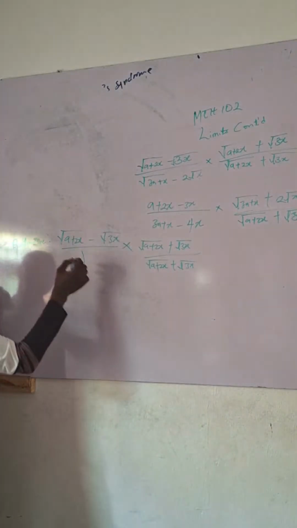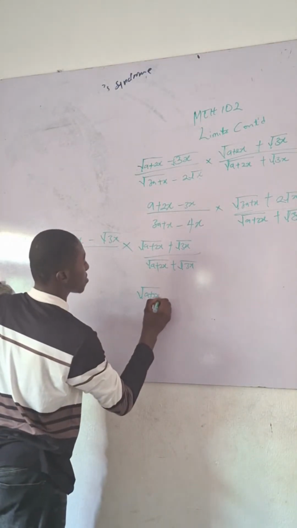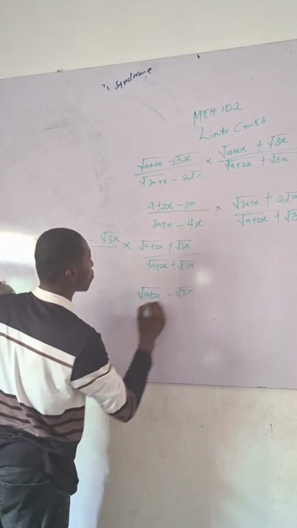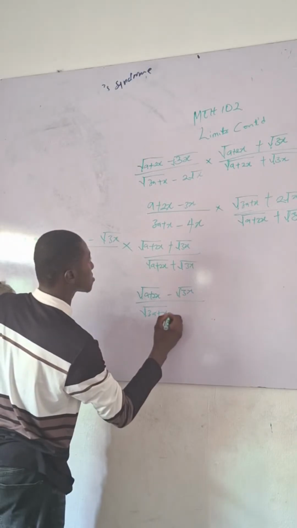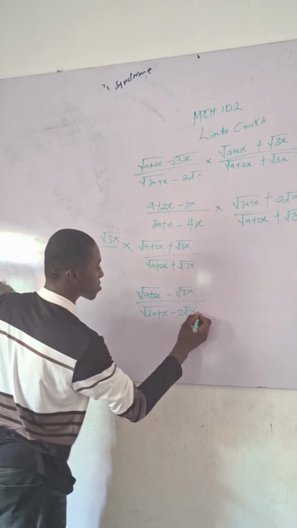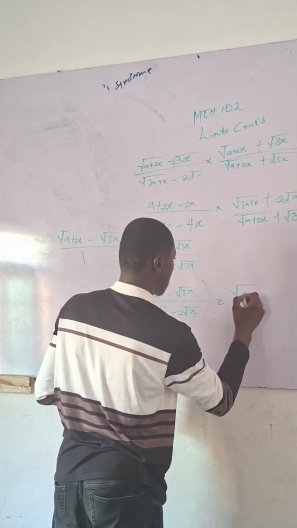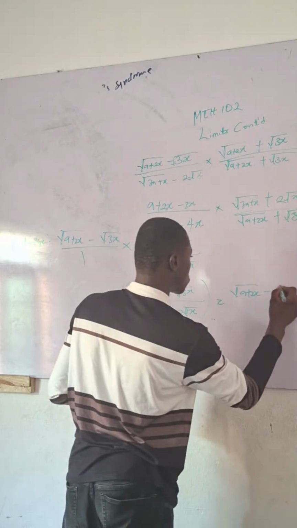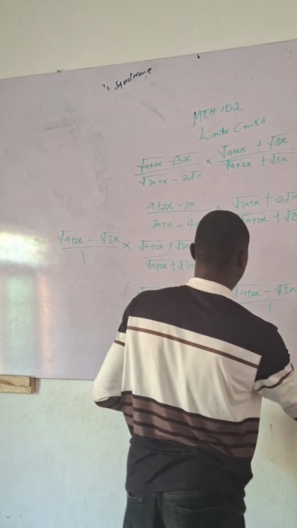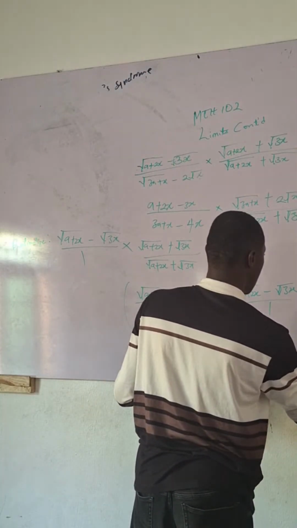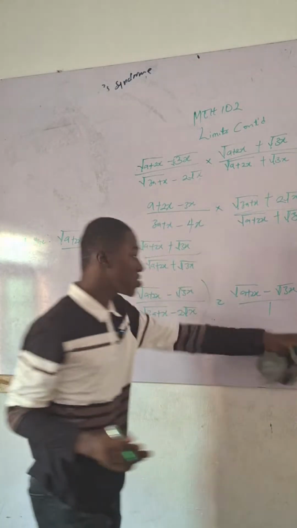You can write this entire thing, this root a plus 2x minus root 3x over square root of 3a plus x minus 2 root x. You can write this question as root a plus 2x minus root 3x over 1 times 1 over root 3a plus x minus 2 root x. Do you get this part?